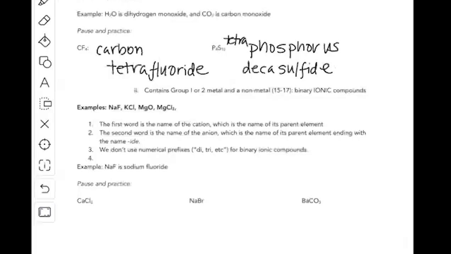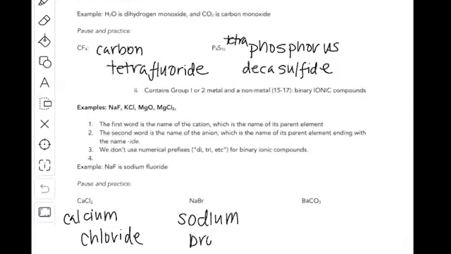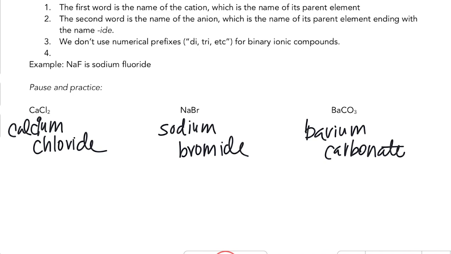Let's pause and practice for CaCl2 and BaCO3. CaCl2 would be calcium chloride, while NaBr is sodium bromide, and BaCO3 is barium carbonate. Aha! You see that polyatomic ion in there? Yep. Now you may notice that we haven't used any numerical prefixes in these compounds, because the identity of the metal, because we know the charge, tells us how many of the nonmetal will be present.